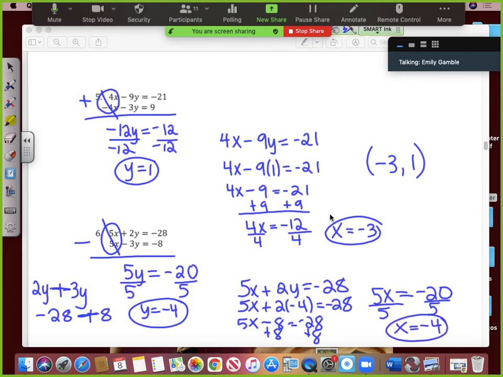Altogether, I actually have the same answer for both x and y. This final answer here for number 6 would be negative 4, negative 4.